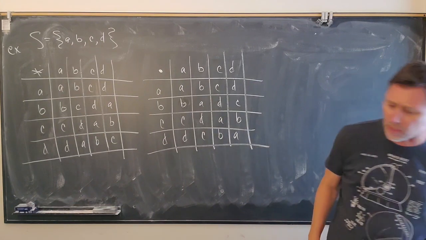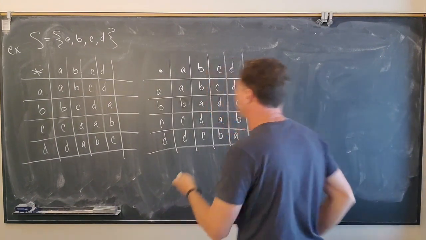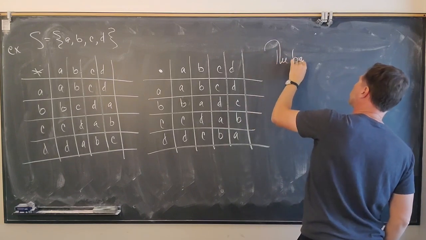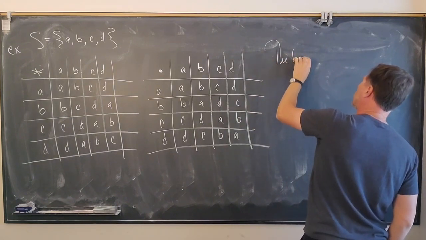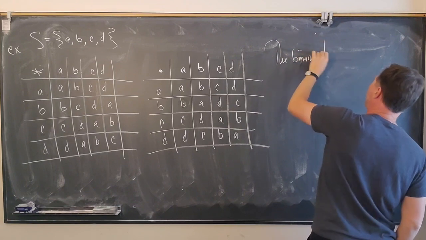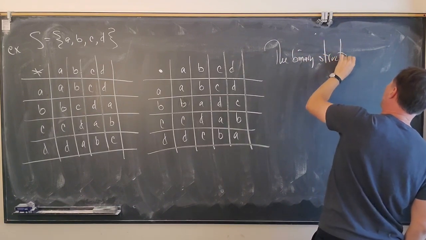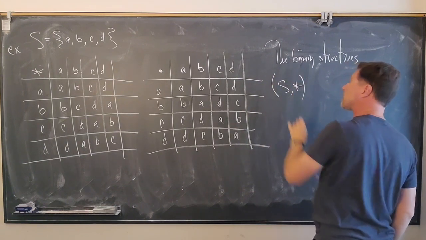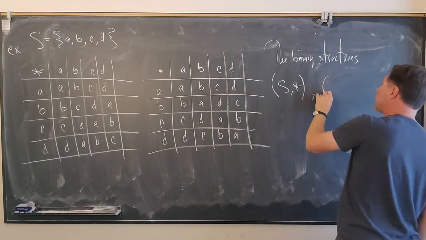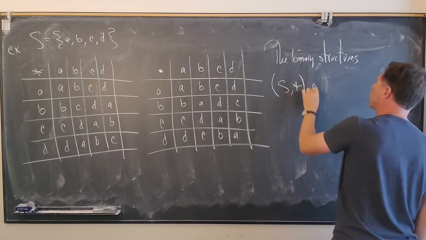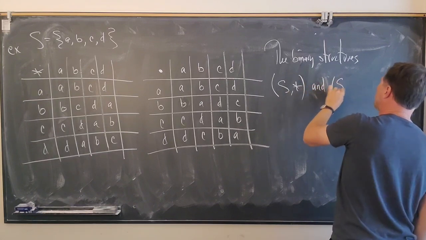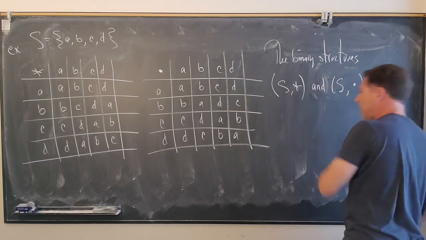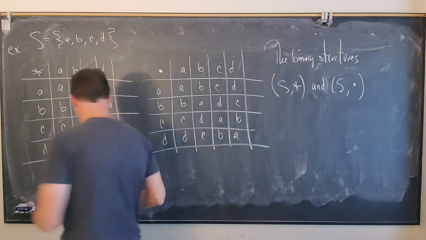I want to just take a look at these. We've got two different binary structures. So let's say something like this. In this case, we've got two of them. One of them is S star. The other one is S dot.